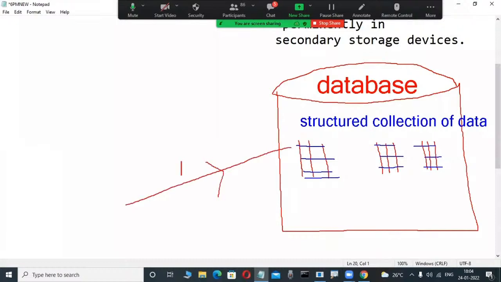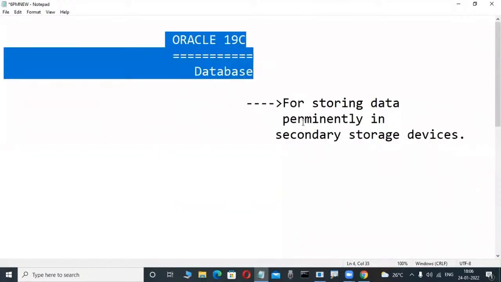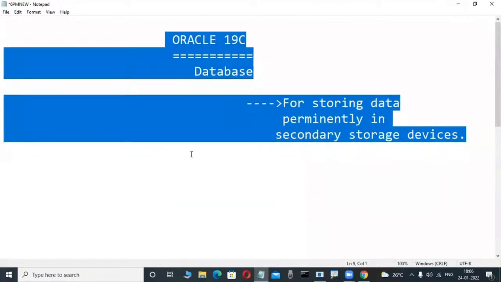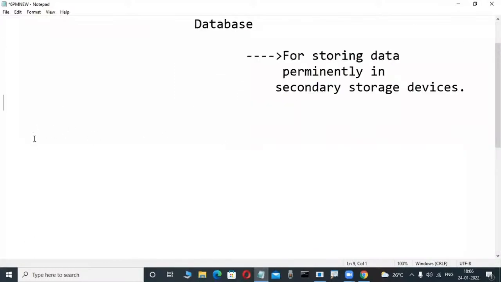Which language? Very good. SQL, structured query language. That's why these types of databases are implemented based on the relational data model. What is that today? I will tell you. These databases, that is Oracle, SQL Server, DB2, Sybase, MySQL, are all implemented based on the relational data model, some concept only.